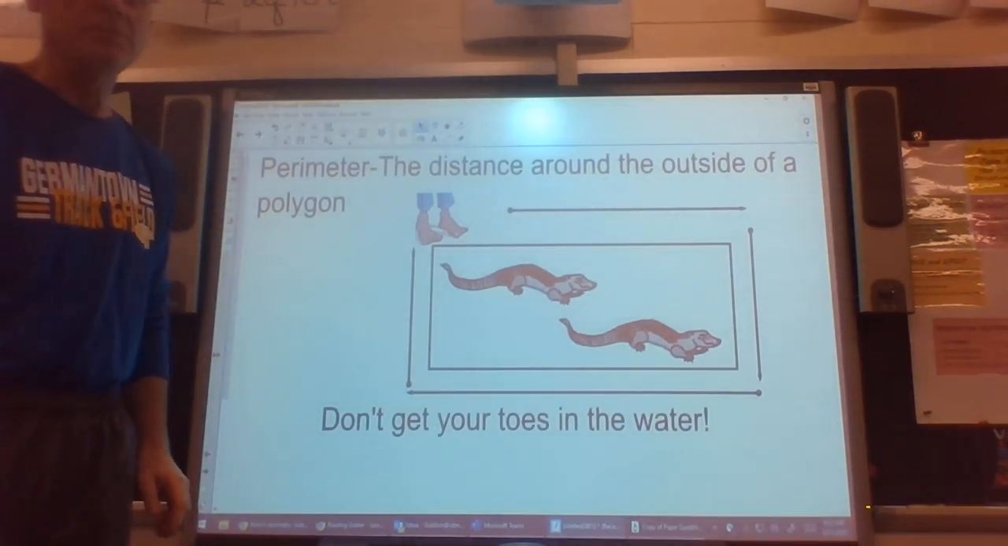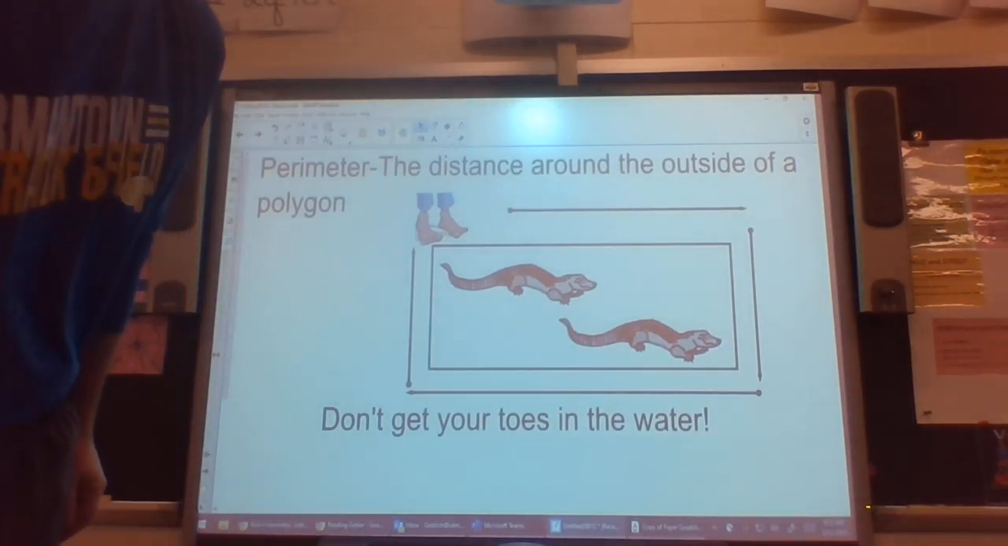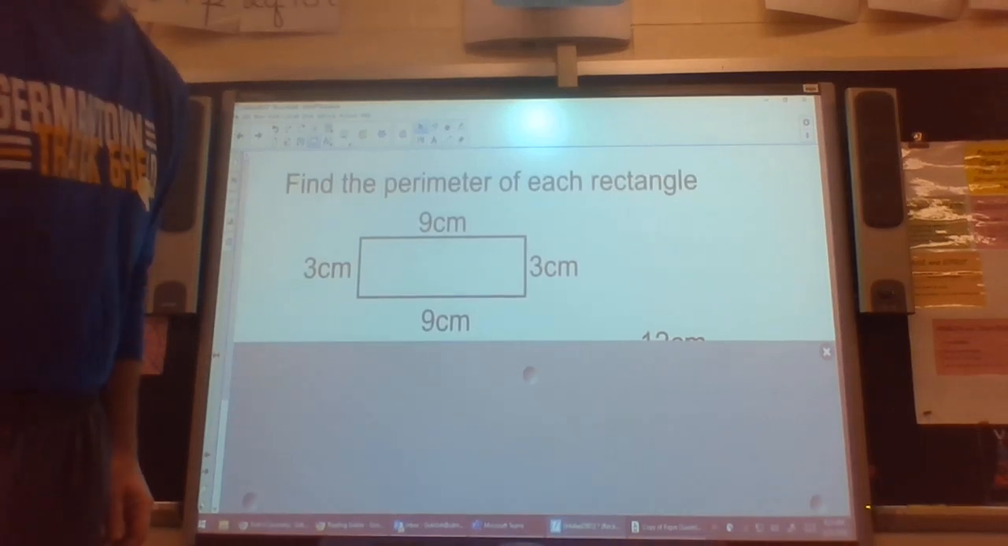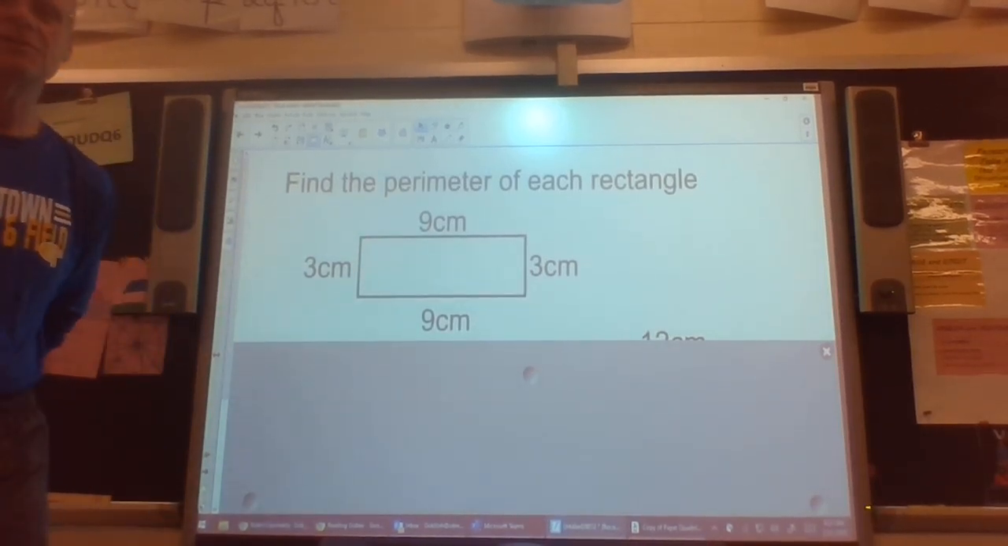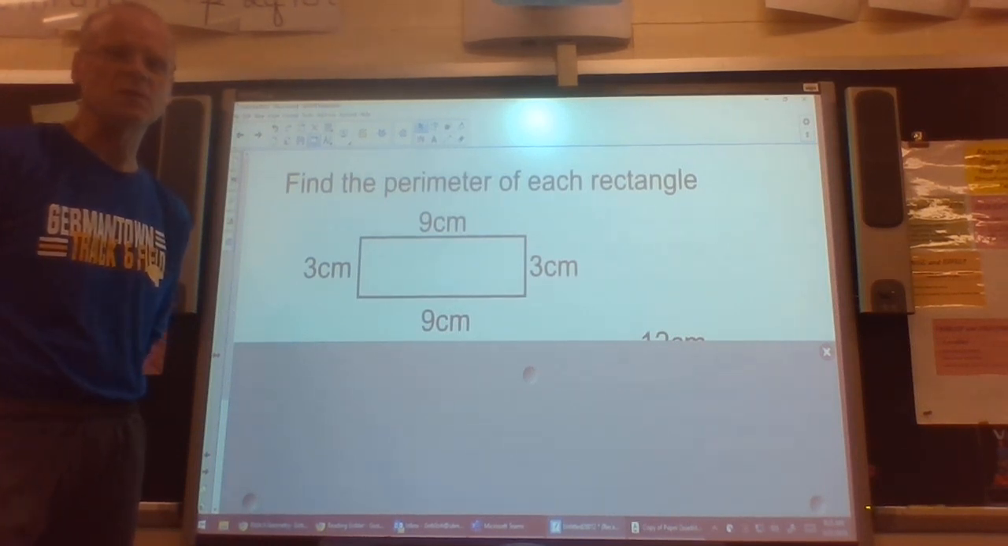I'm going to put up a couple perimeter problems for you and see if you can find the perimeters for me. Okay, this is the first problem I want you to try to solve for me. So try to find the perimeter of this rectangle for me.